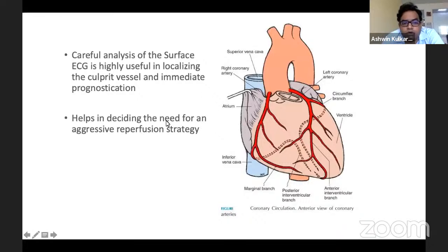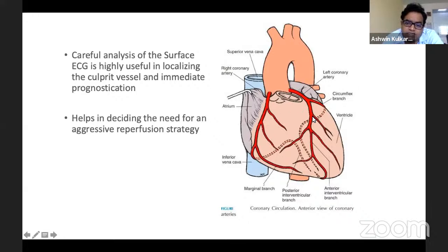Here we have to know a little bit about the coronary arteries for us to localize the lesion. There are two coronary arteries, the left coronary artery and the right coronary artery. The left coronary artery originates from the aorta. After coming out, it divides into two branches: the circumflex branch and the left anterior descending branch. Sometimes there can be a third artery called the ramus intermedius artery in some people.